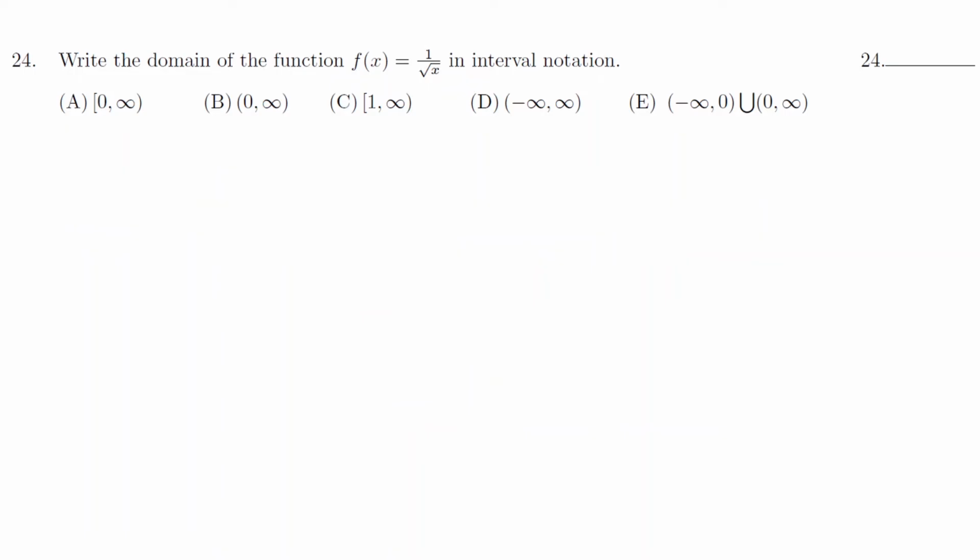Next, write the domain. So this guy has to be greater than 0 and not equal to 0. Strictly greater than 0. It's B, because this guy is in the bottom, in the denominator.